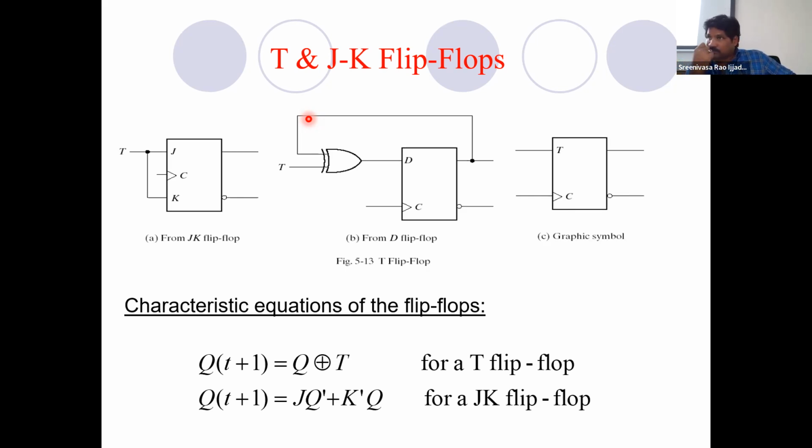Okay. So here the first one is the JK flop. You can make the T flop from JK. Generally JK has a small disadvantage, that is whenever J and K both are ones. The JK flop has one setback. What is the setback of the JK flop?